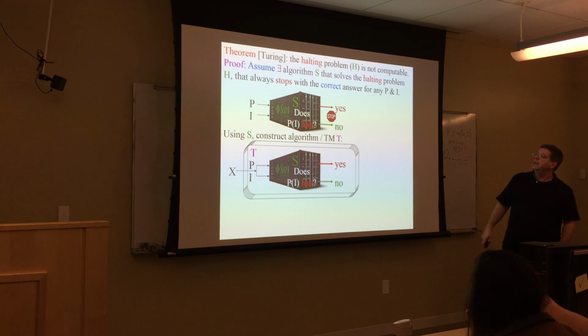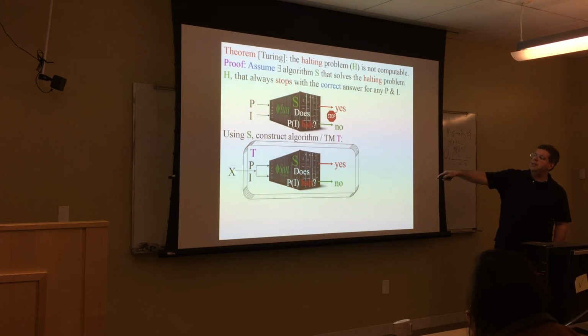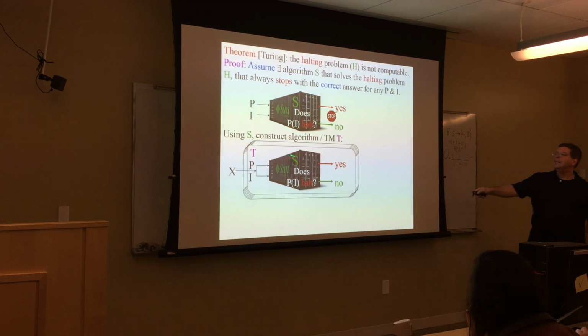But that's besides the point. So in comes the parameter X, it's an integer, and I'm going to feed it into S as both P and I. T will take its input X, whatever that is, and feed it into S as both P and I. Make a copy of X and feed it both as formal parameter P and formal parameter I into S. And then S will determine whether P will halt on I and say yes or no.